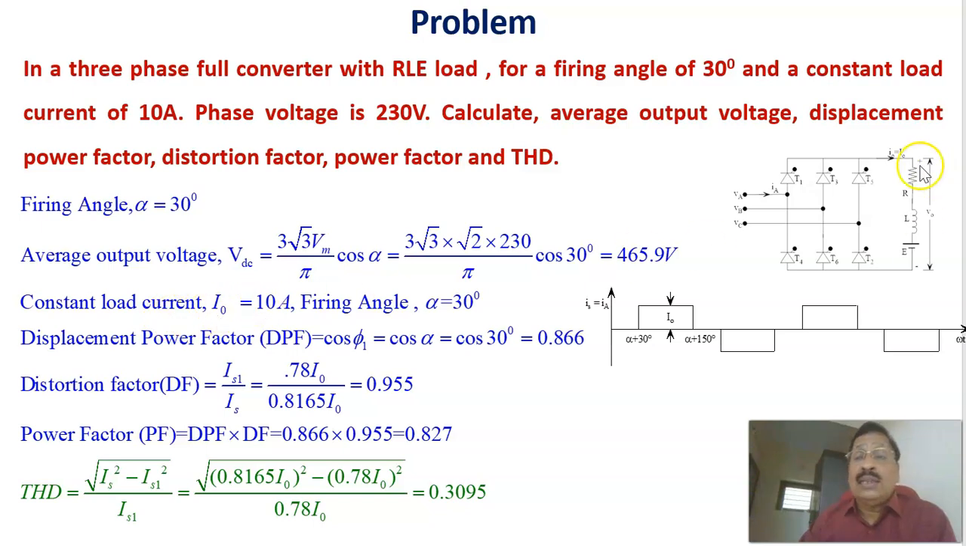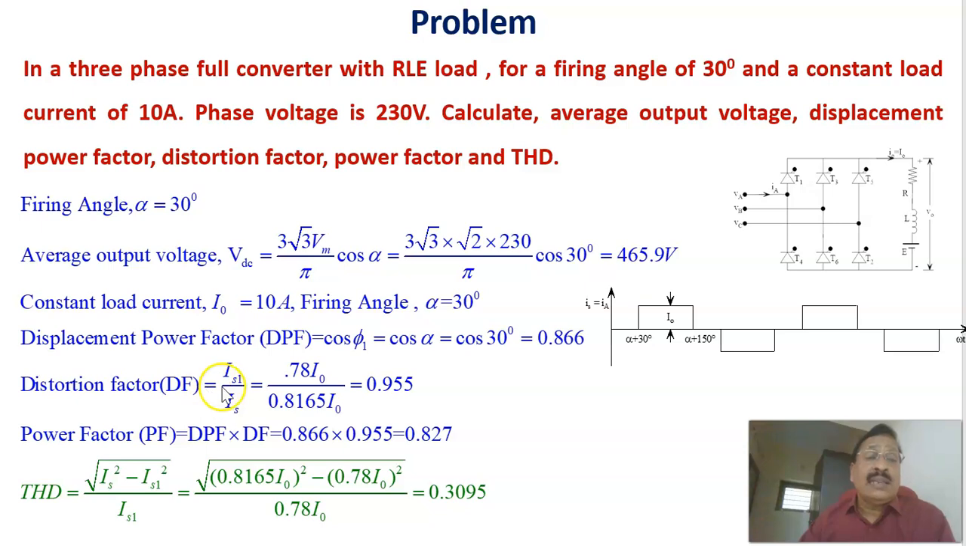Next, the load current is constant, with 10 amperes flowing through this, and the firing angle is given as 30 degrees. The displacement power factor is cos phi 1, where phi 1 is the phase angle between the fundamental voltage and the fundamental current, which is given as alpha. Phi 1 is actually minus alpha, but cos of minus alpha is the same as cos alpha. Therefore, cos 30 equals 0.866. This is the displacement power factor.